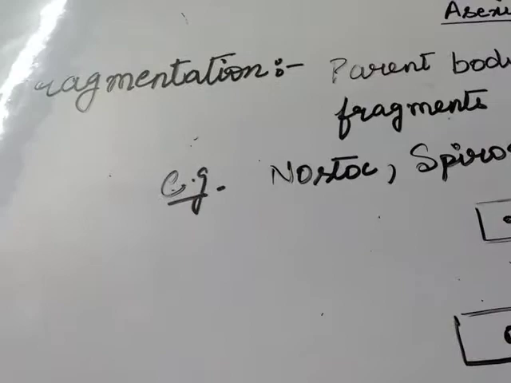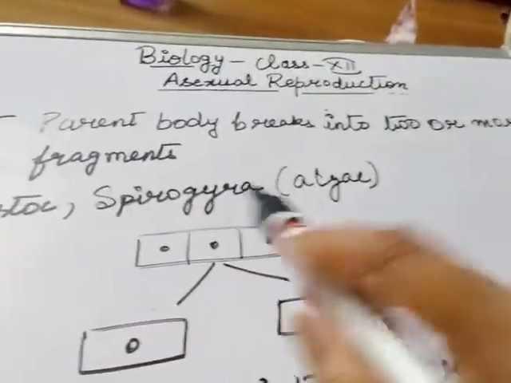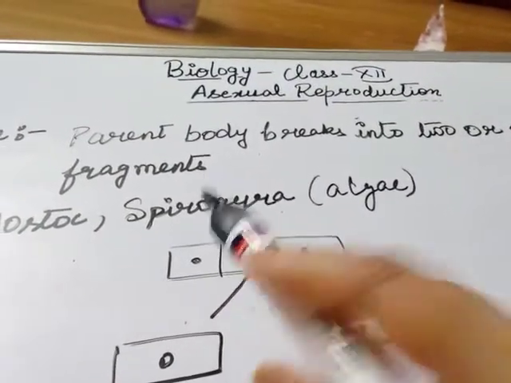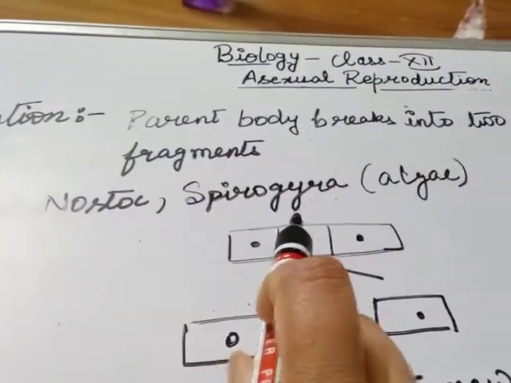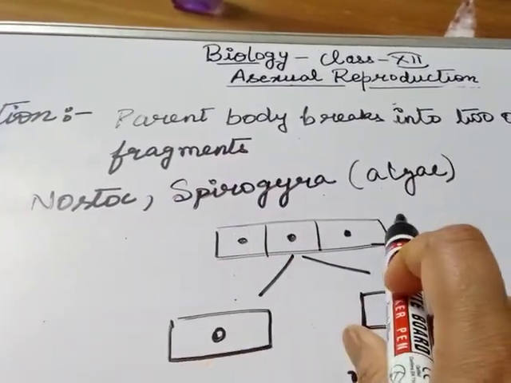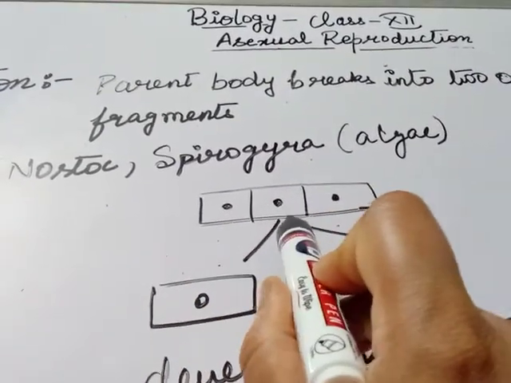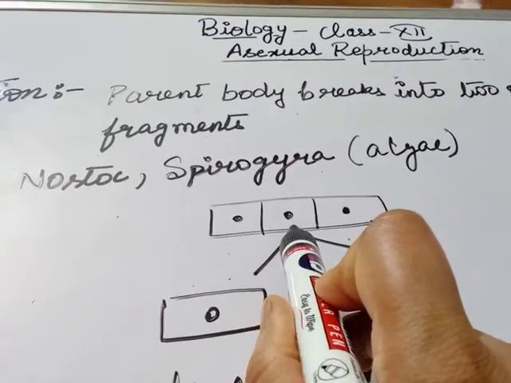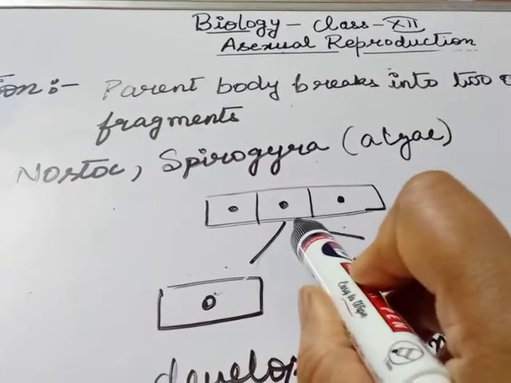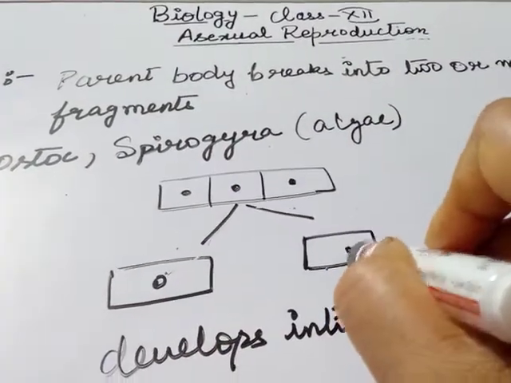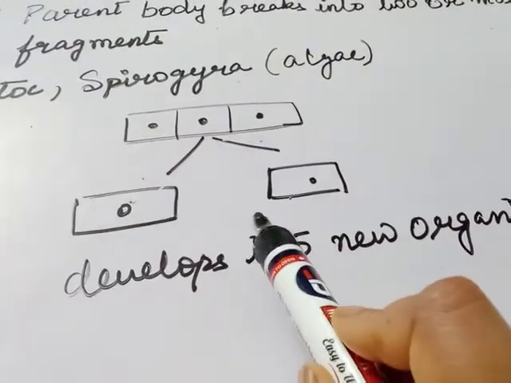Next is fragmentation. In fragmentation, the parent body breaks into two or more fragments, and each fragment then develops into a new individual. For example, in case of nostoc and Spirogyra, both of them are algae. In Spirogyra or nostoc, this is a parent body which has been broken down into two or more fragments, and these fragments then develop into a new organism and start living independently.